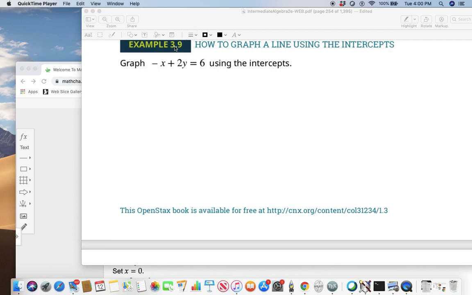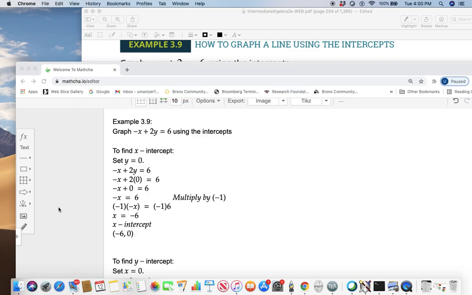Welcome back. Example 3.9. How to graph a line using the intercepts. Here is an example. Graph negative x plus 2y equals 6 using the intercepts.